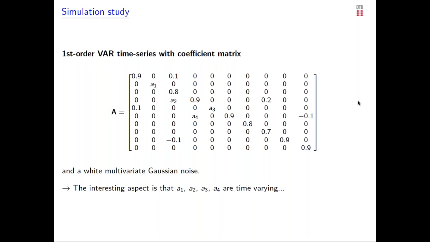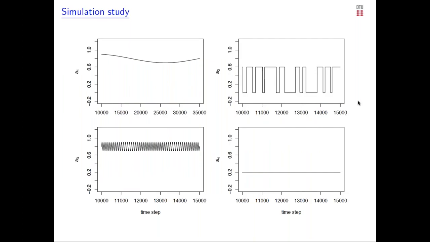You have A1, A2, A3, A4. We're going to make them vary, and we want to track them, to see how we can learn them in time. All right? So these are the true coefficients, A1, A2, A3, and A4, and how they vary in time. We have a data set with 15,000 time steps. We only show you the last 5,000 here.